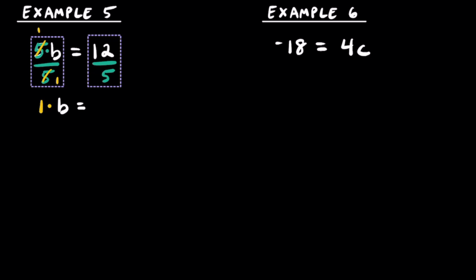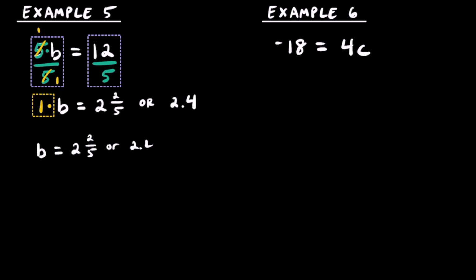On the right side of the equation, 12 divided by 5 doesn't happen to be a whole number because there's going to be a remainder. 5 fits into 12 2 whole times with 2 left over, so we can write 2 2/5. And if you prefer to use decimals instead of fractions, you can say that this is equal to 2 4/10, or 2.4. Now let's go ahead and drop that 1 and say that b is equal to 2 2/5, or we can say that's equal to 2.4. Either one is okay, but there's our solution.